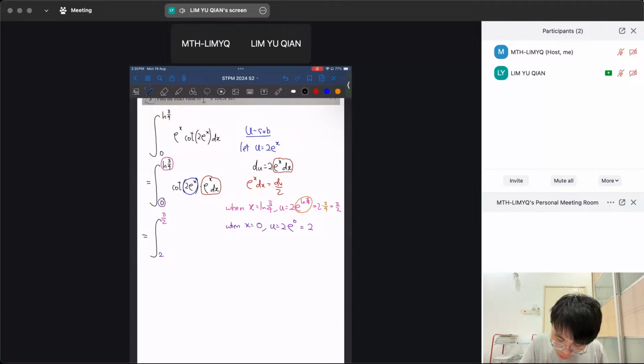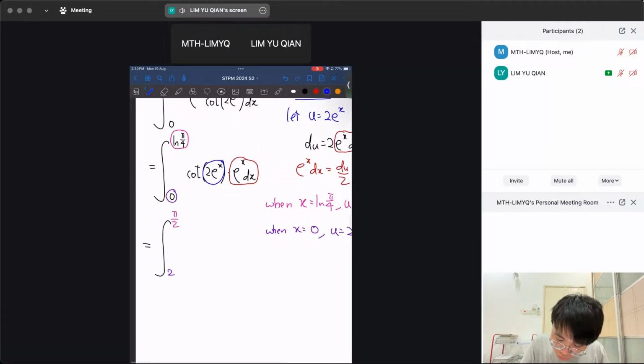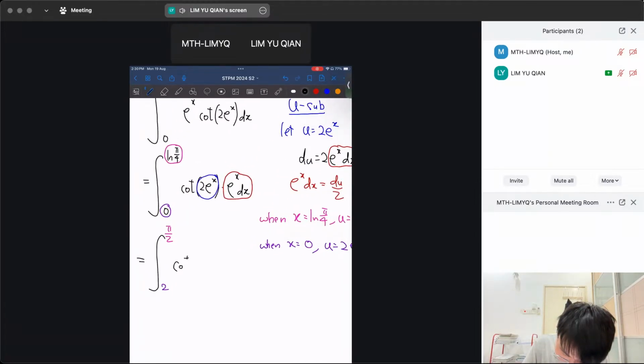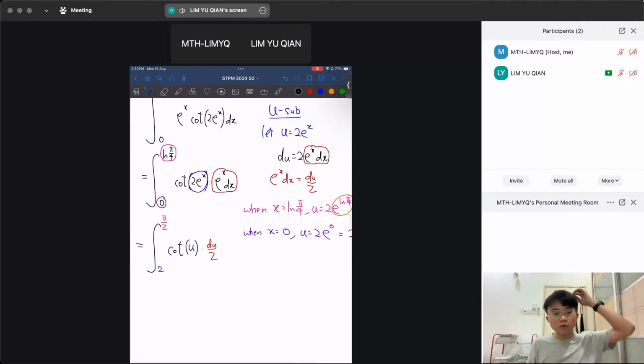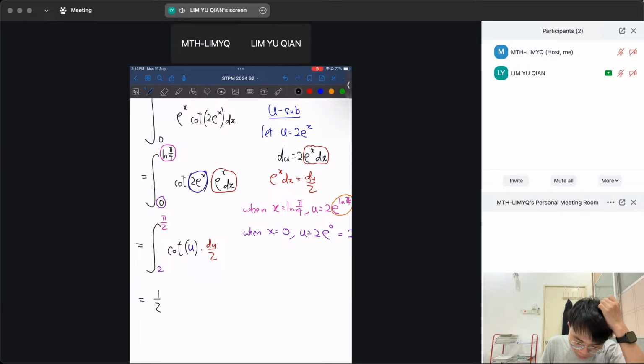Okay, cot u du over 2, times du over 2 cot u, okay, put brackets so it's not confusing. Okay, cot u integration. Okay, 1 over 2, from 2 to pi over 2, cot u du.